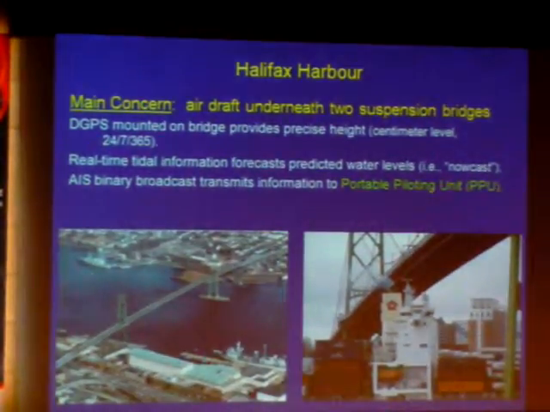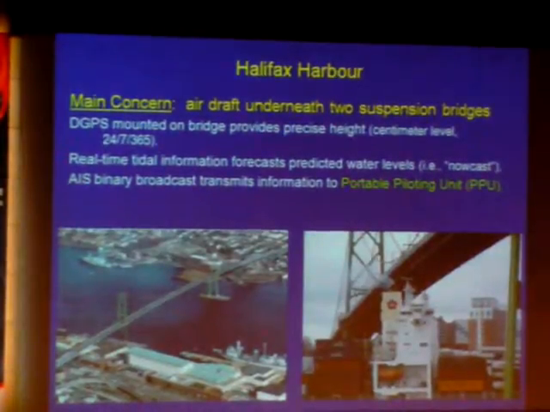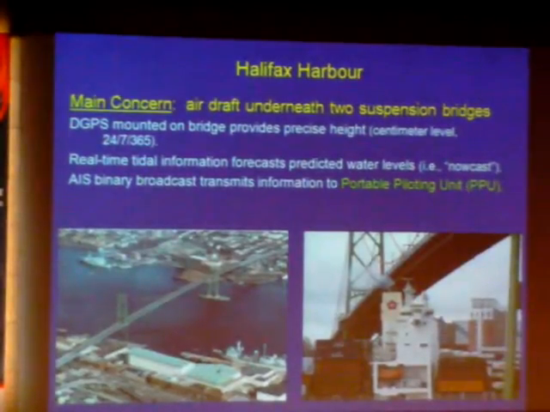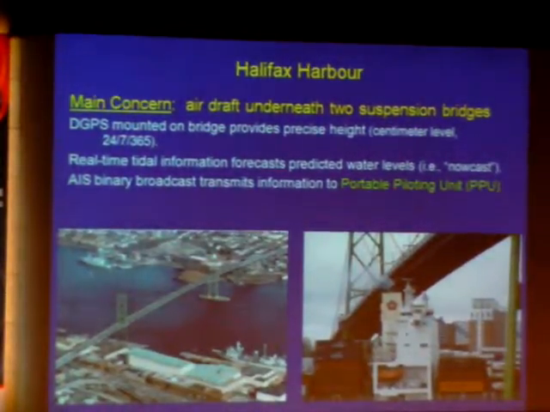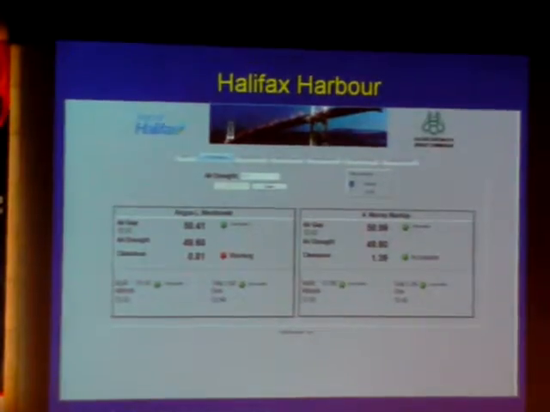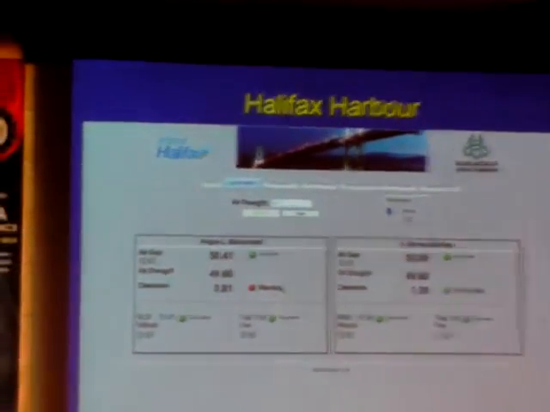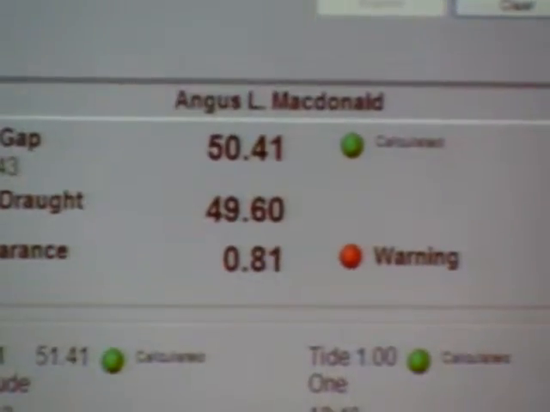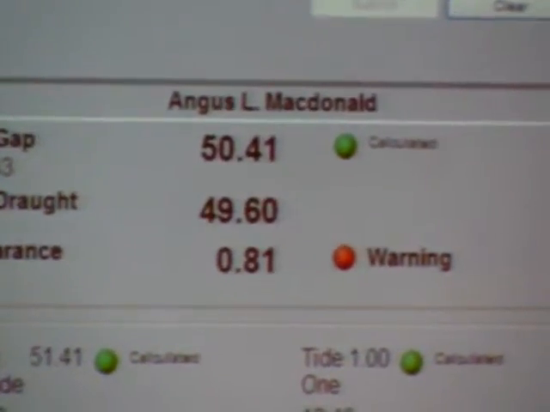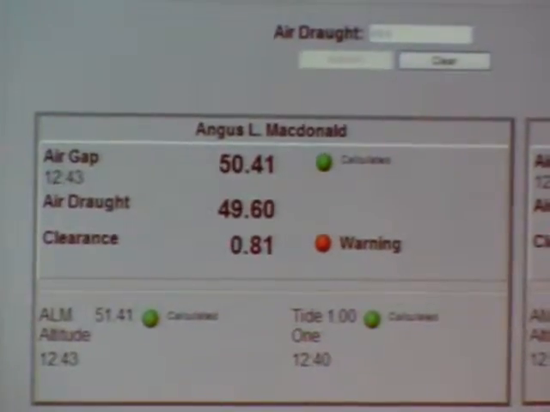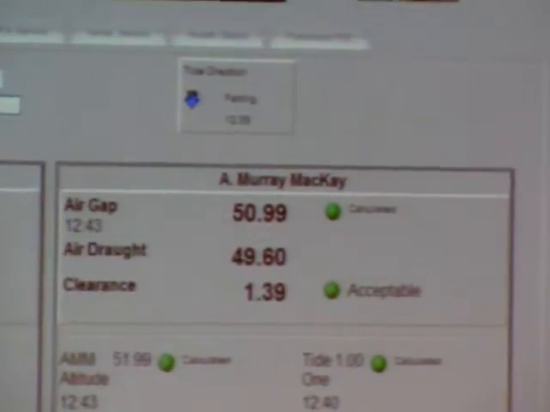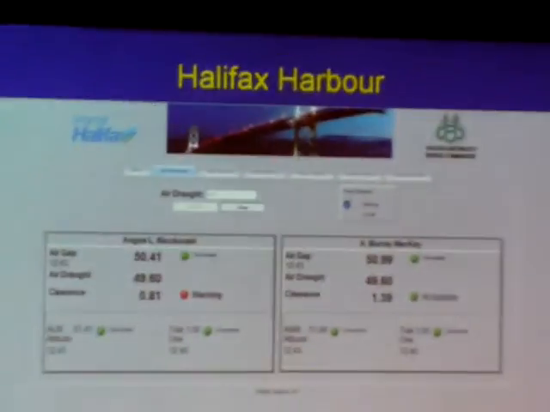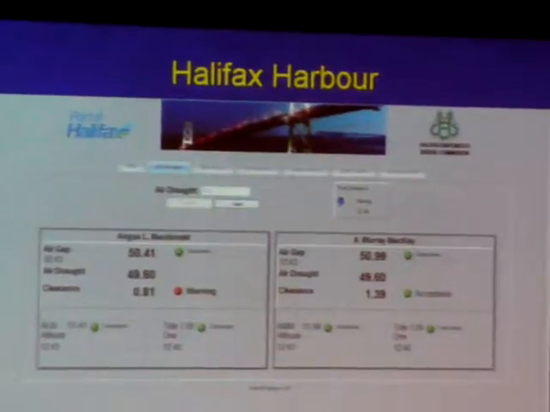This is provided as an AIS binary broadcast, again using message 12, is it? Regardless, it is displayed on portable pilot units. This is the display that was developed by the pilots, used by the pilots. In this particular case, you can see a simple red-green. Red means there is less than 1.3 meters clearance for this vessel underneath the bridge. That's an air draft. Anything greater than 1.3 meters, it's green. That's all they need to know. Red, green, safe or unsafe.